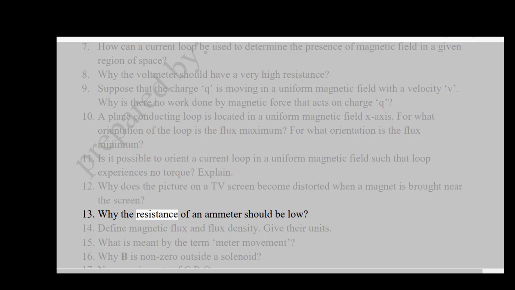13. Why should the resistance of an ammeter be low? 14. Define magnetic flux and flux density. Give their units. 15. What is meant by the term meter movement? 16. Why is B non-zero outside a solenoid? 17. Name the main parts of C.R.O.